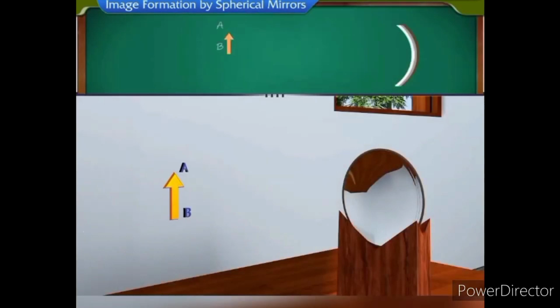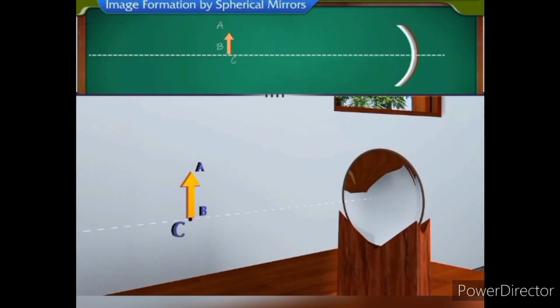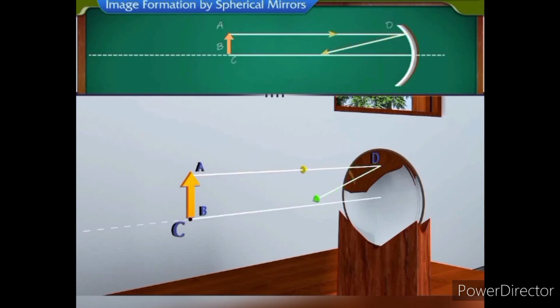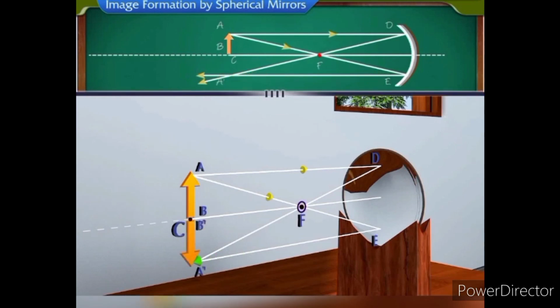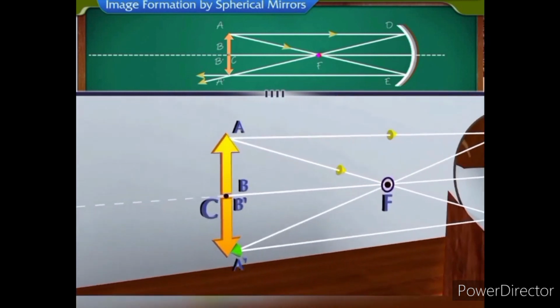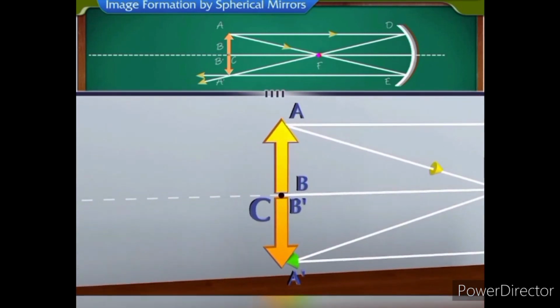Let the object AB be placed at the center of curvature C. The ray AD, parallel to the principal axis, passes through the focus F. The ray AE, passing through the focus, travels parallel to the principal axis as ray EA'. The two reflected rays intersect at point A'. A real and inverted image A'B' is obtained at C. The size of the image is the same as that of the object.